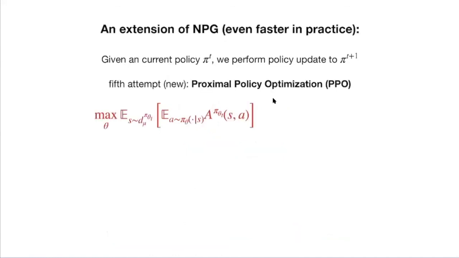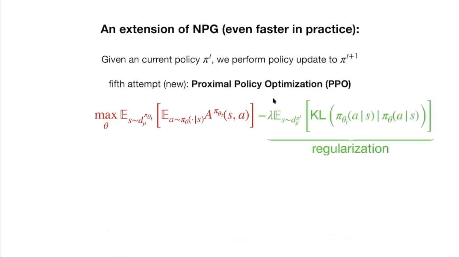Okay, so I want to talk about the last attempt, which is a new attempt. This is called proximal policy optimization. Again, we have this objective function. We want to maximize the local advantage, but to ensure an incremental update, what we do here is add a regularization, again using the KL divergence.